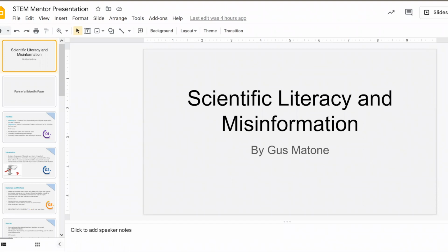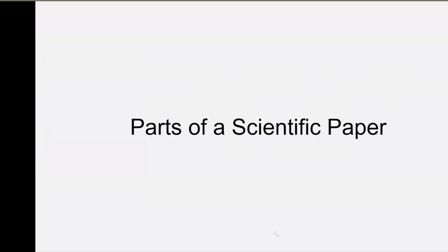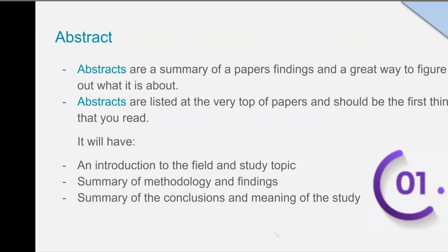So this is scientific literacy and misinformation, as I mentioned before. And we're essentially going to be covering the parts of a scientific paper and scientific misinformation, ways to recognize it, ways to avoid being gotten by it. So number one of the parts of the scientific paper is the abstract.